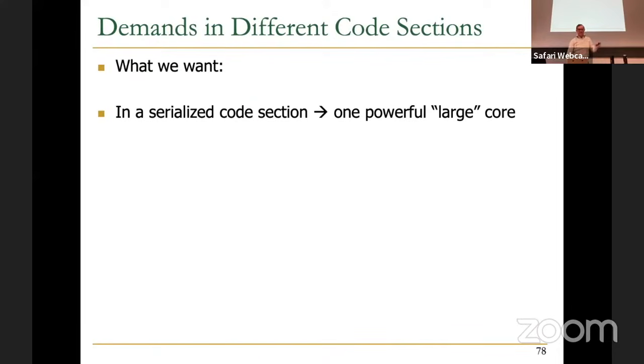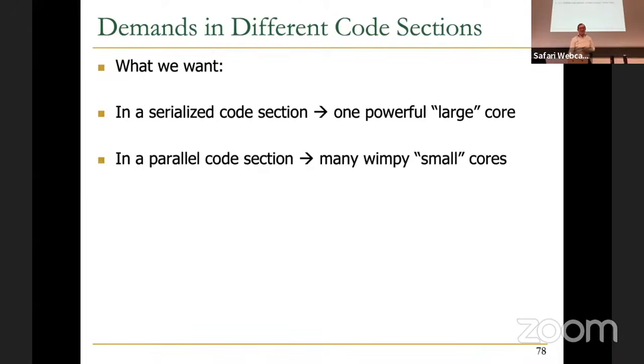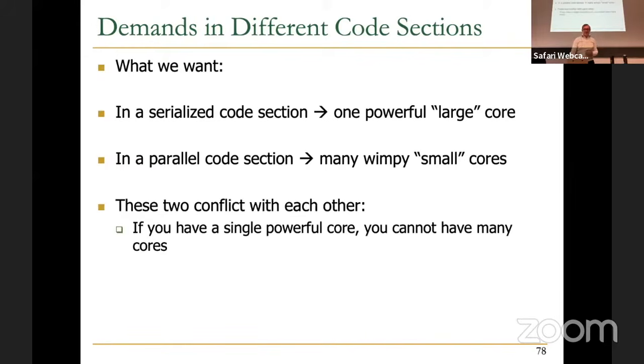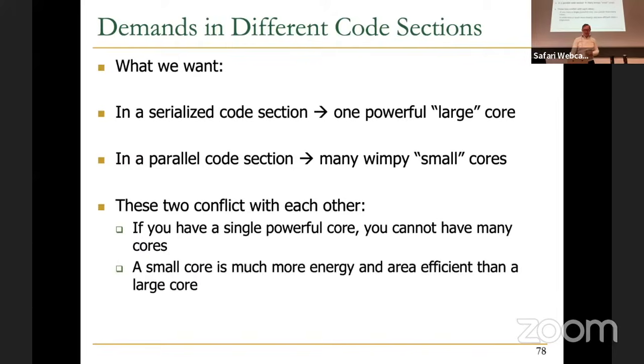The question is, what should that powerful large core look like? In a parallel code section, we probably want many wimpy small cores, depending on the code section. If you parallelize it really nicely, wimpy small cores could be good. And these two clearly conflict with each other, right? If you have a single powerful core, you cannot have many cores. And a small core is much more energy and area efficient than a large core.